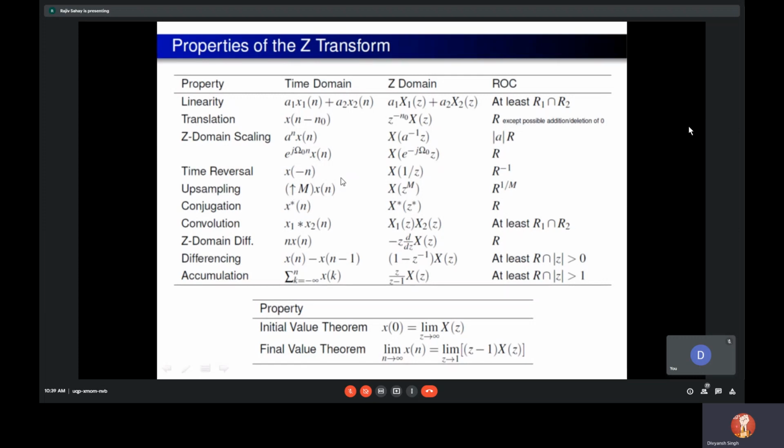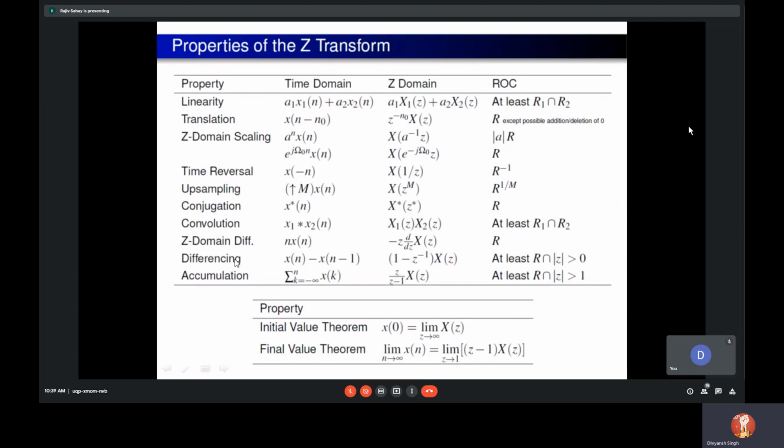Then you have the time reversal, the upsampling operation, conjugation operation. This is the most important one, the convolution operation. If you are convolving two sequences in the time domain, that is equivalent to multiplying the z transforms of the individual signals. Again, here the ROC, you note, is the intersection of the ROC of the individual signals.